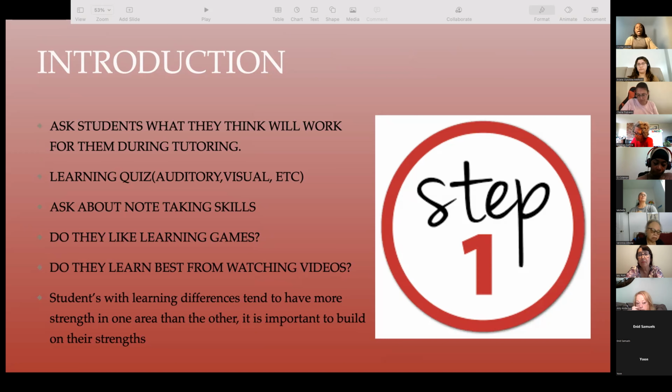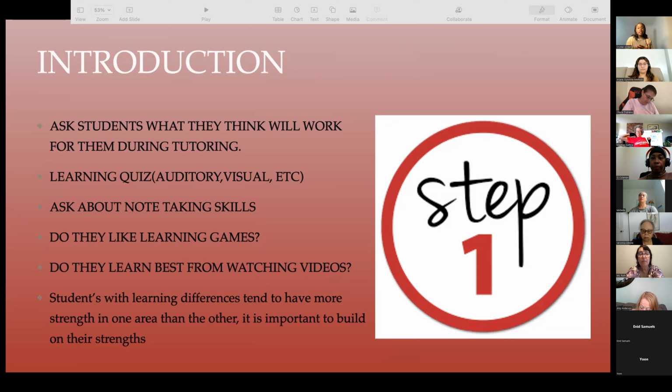Also, ask about their note-taking skills. Some students are not really good at taking notes. Some students are like me: I've always been the type of person where if I write it down, it's secured in my brain. But if not, even if I type it, I forget sometimes. So for some kids, especially with learning disabilities, writing helps them retain that information a lot more.